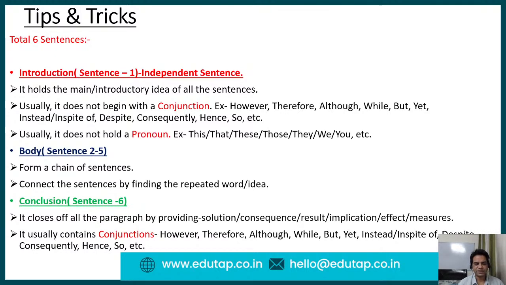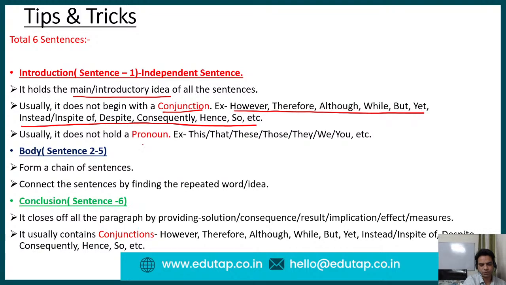We have to find the introduction sentence, the independent sentence, first of all. So how to find the first sentence? It holds the main or introductory idea of all the sentences, right? And the trick to find it: it usually does not begin with a conjunction, for example, however, therefore, although, while, but, yet, instead, in spite of, despite, consequently, hence, so, etc. And it also usually does not hold a pronoun. That's what I told you: this, that, these, those, they, we, you, it's, right? So wherever we find these words, we can eliminate that sentence; it cannot be the independent sentence.